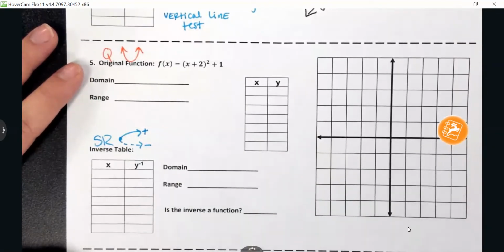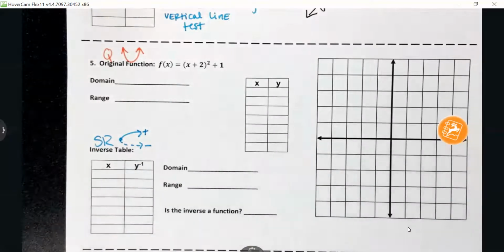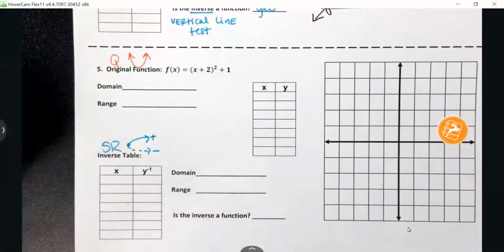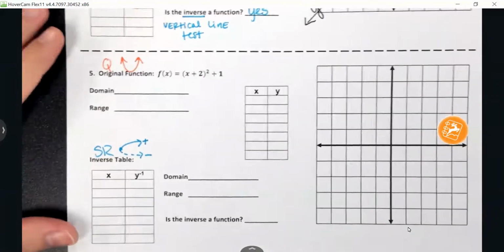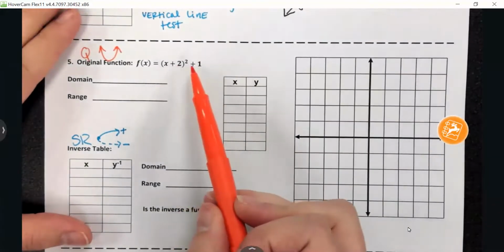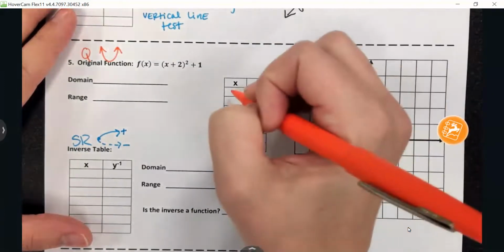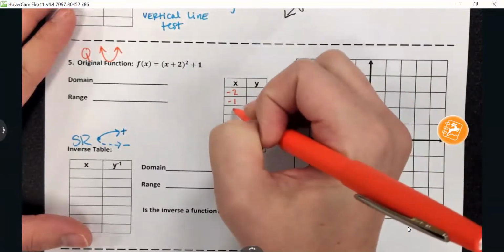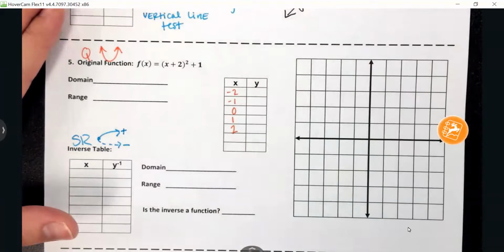Because as we talked about yesterday, when you take the square root, you get a positive and a negative number, okay? So now my graphs look like they are the same shape. So let's start with my original. A quadratic, I need parent points. My parent points are -2, -1, 0, 1, 2.